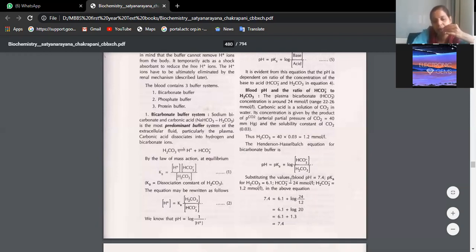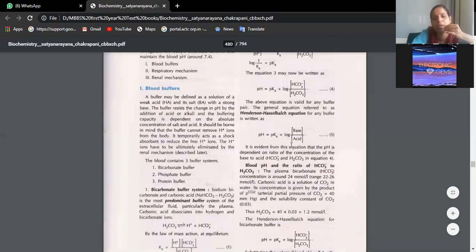Now you are deriving that pH is 7.4, pKa is 6.1. So base is 24, acid is 1.2. If you simplify, log 20 is 1.3. So overall the pH comes to 7.4. So this is the simple maths derivation method. Just try to read it once.